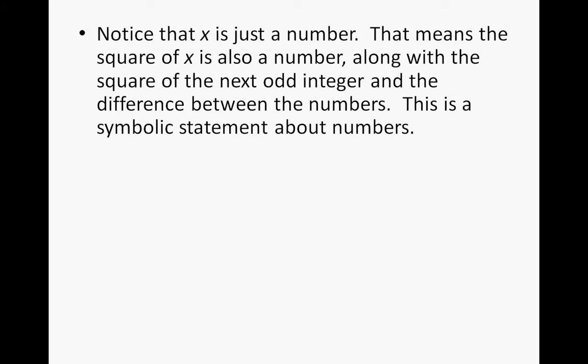So notice that x is just a number. No need to get scared or freaked out about the fact that we use letters inside of mathematical statements. X is just a number. That means the square of x is also just a number, along with the square of the next odd integer and the difference between the numbers. So this is a symbolic statement about numbers. We've just replaced, or are interchangeably using, letters, in this case x, to represent a number. But that is all it is.